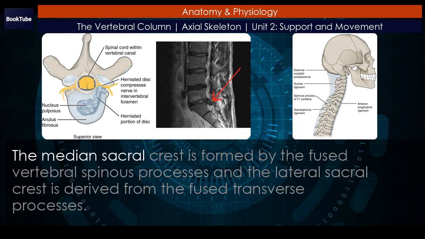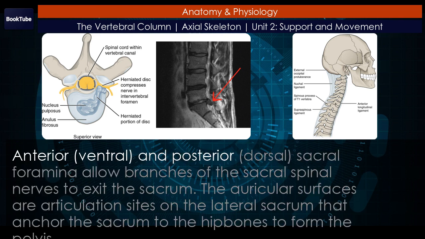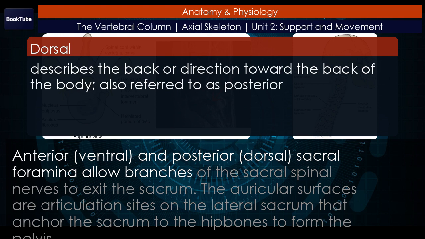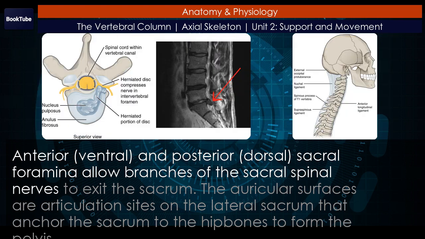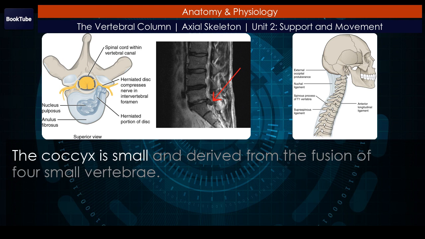The median sacral crest is formed by the fused vertebral spinous processes, and the lateral sacral crest is derived from the fused transverse processes. Anterior, ventral, and posterior, dorsal, sacral foramina allow branches of the sacral spinal nerves to exit the sacrum. The auricular surfaces are articulation sites on the lateral sacrum that anchor the sacrum to the hip bones to form the pelvis. The coccyx is small and derived from the fusion of 4 small vertebrae.